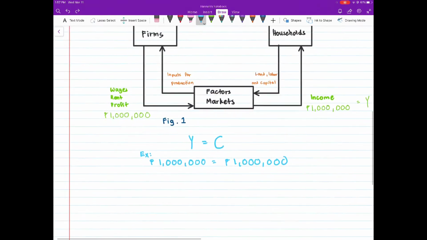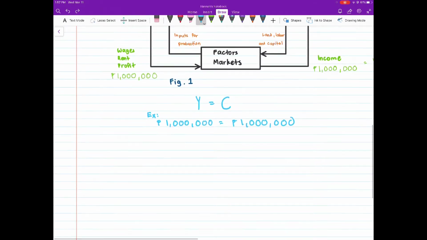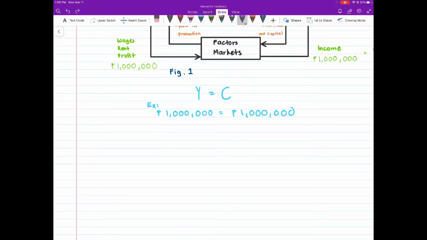So now we're going to move to another model which contains savings, investment, and the financial market.